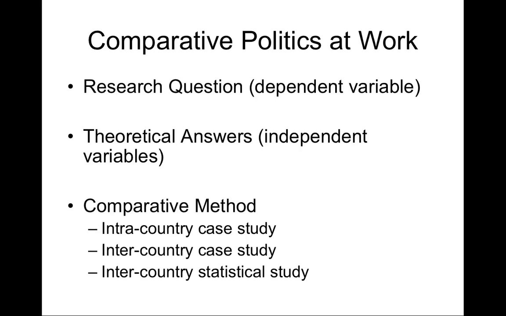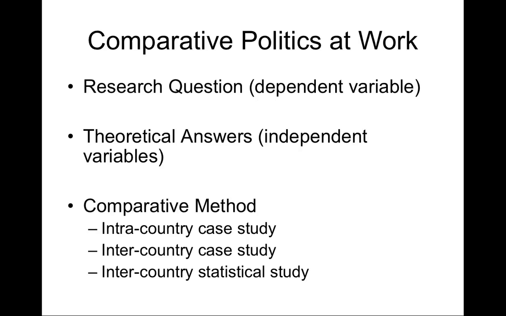The theoretical answers, the hypotheses that we have for what might account for the change in that dependent variable are known as independent variables. Okay, so the research question is called the dependent variable. The various answers, possible answers to that, plausible answers to that, are called independent variables. Okay, so those are our explanations. And then, of course, we test them.